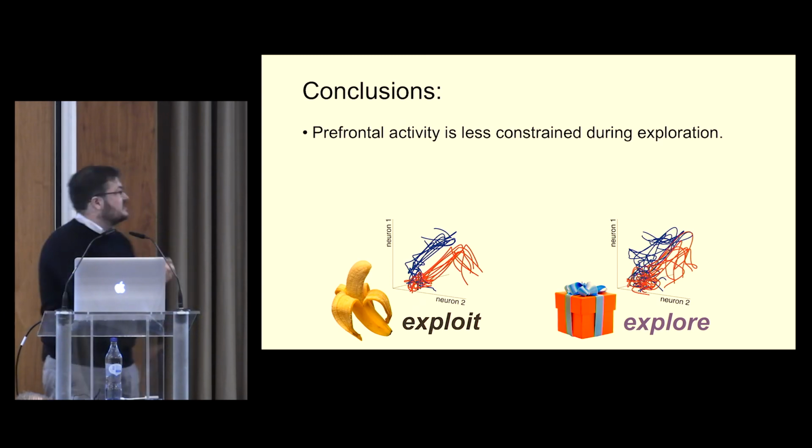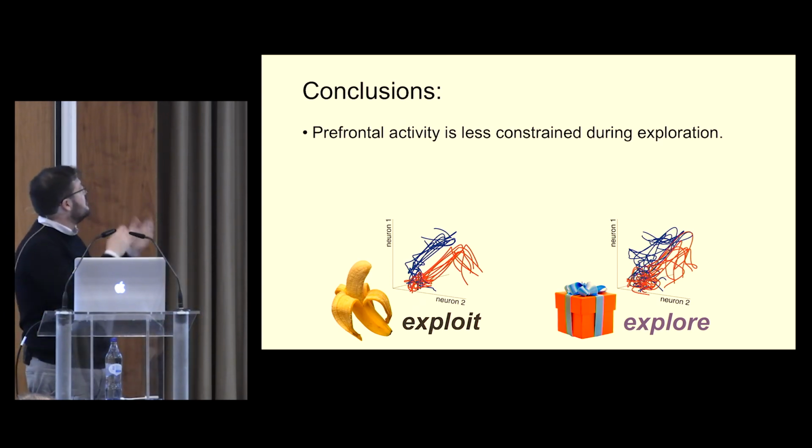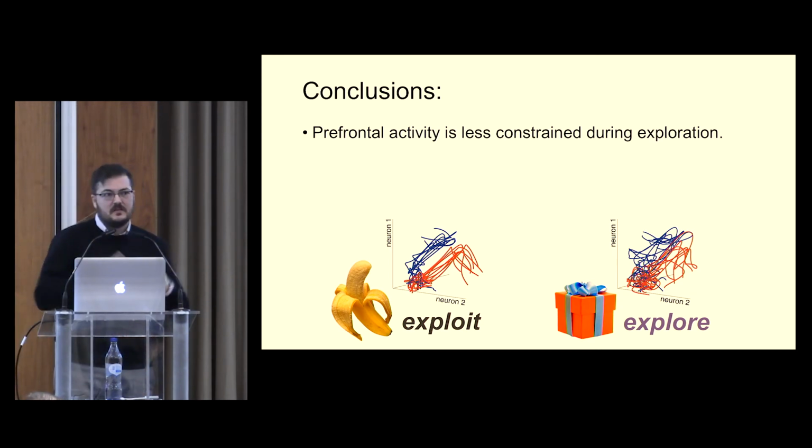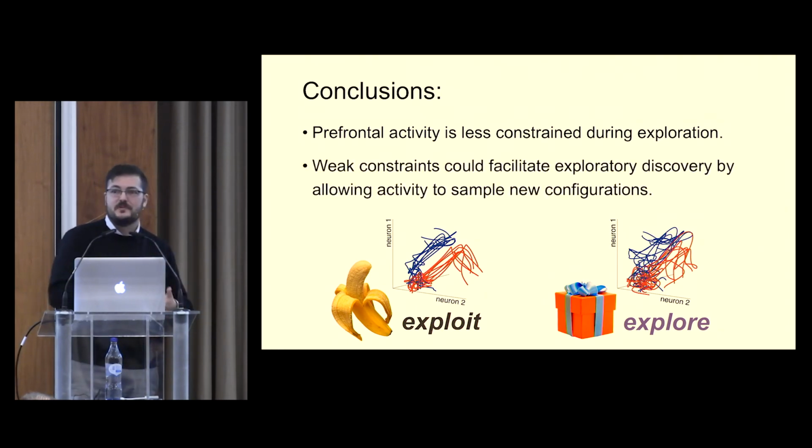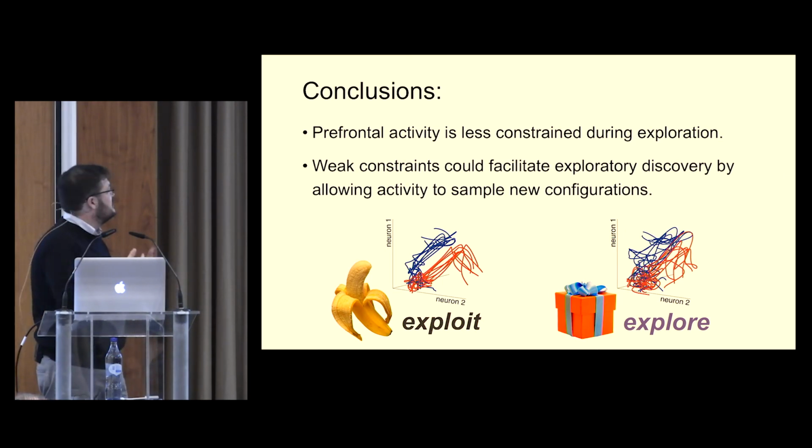So just to conclude, the basic take-home is that I think that prefrontal activity is less constrained during exploration, that the forces that typically quench variability are weaker, and that's probably really useful when your goal is to be variable. And relaxing those constraints could be a really simple, efficient way to increase the noise in neural activity and allow us to sample new opportunities. So I think that's it for me.